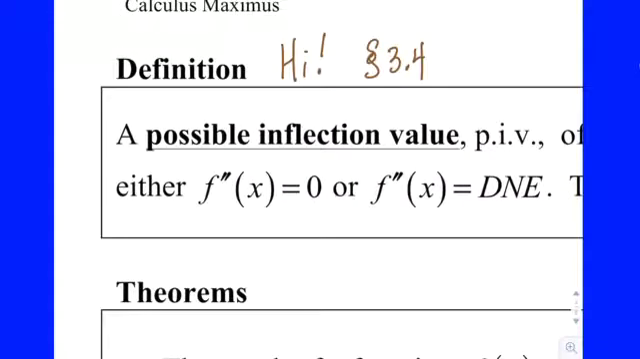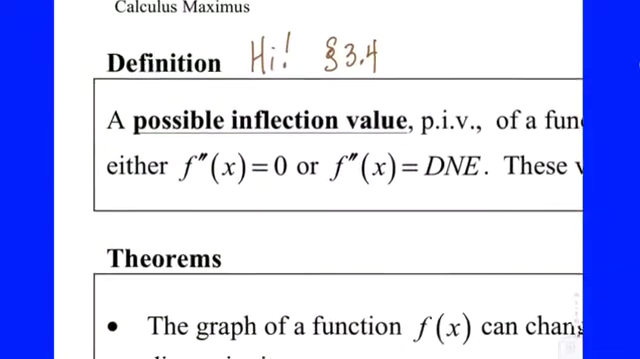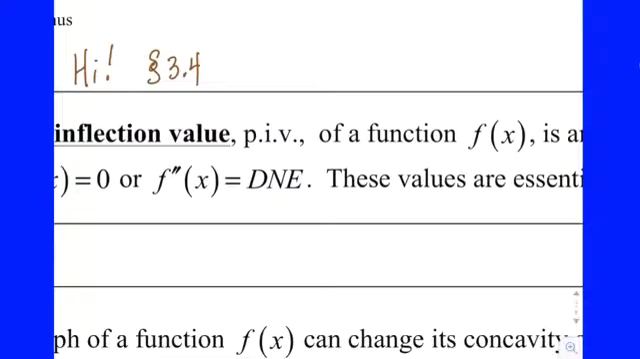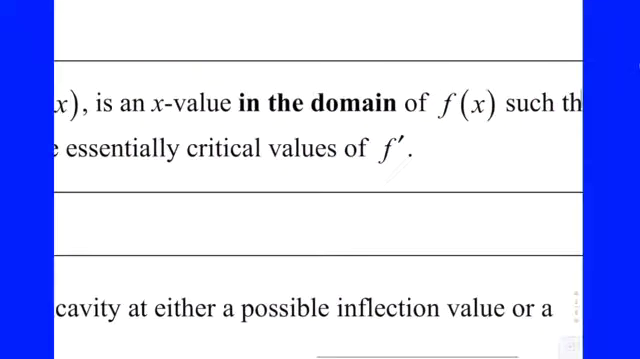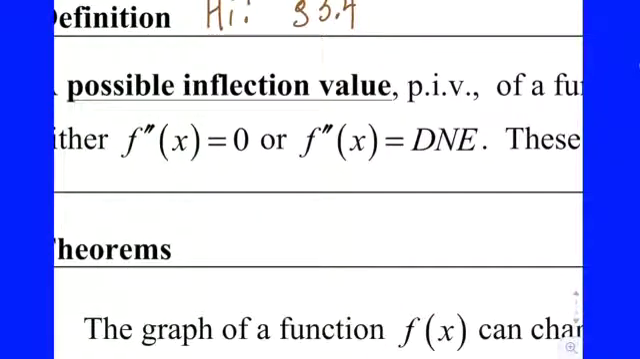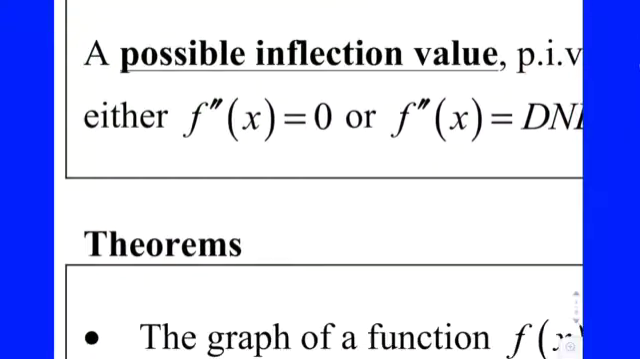Okay, so let's go ahead, we might have defined this before the break, but it's worth doing again. A possible inflection value, what I label a PIV, of some function f, is an x value that's first of all in the domain of f. So the function is defined there. It doesn't have to be continuous there, but it does have to be in the domain, such that one of two things happens: either the second derivative is 0 or the second derivative is DNE. Okay? Those are possible inflection values.